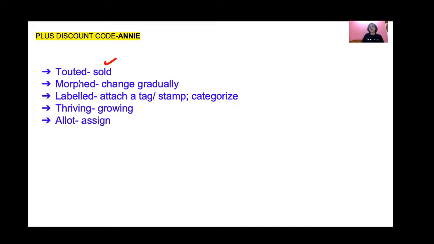Touted means to sell or sold. Morphed, to change gradually. Label, to attach a tag or stamp, and also to categorize. Thriving means growing, and allot means to assign.